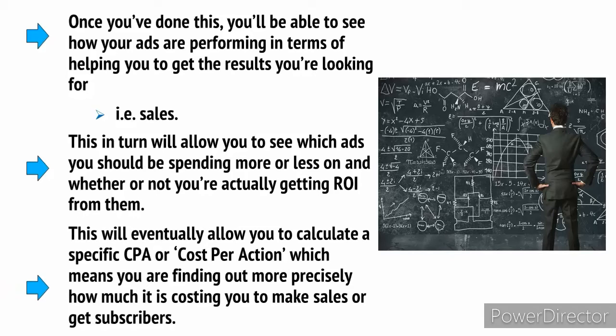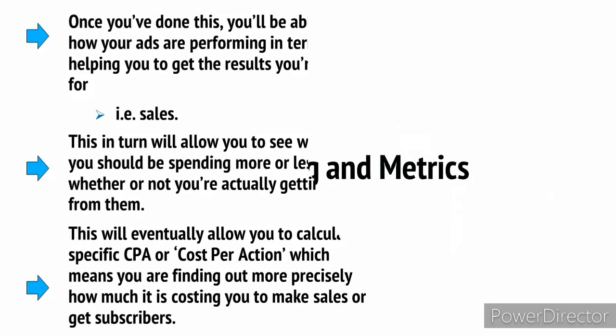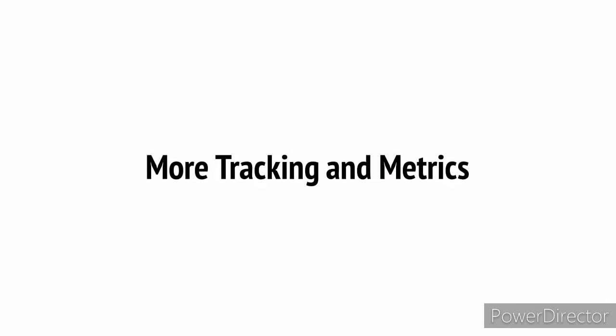This will eventually allow you to calculate a specific CPA, or cost per action, which means you're finding out more precisely how much it's costing you to make sales or get subscribers. You'll also be able to do a lot more tracking for your ads, and looking around the dashboard will help you to find all kinds of useful options.